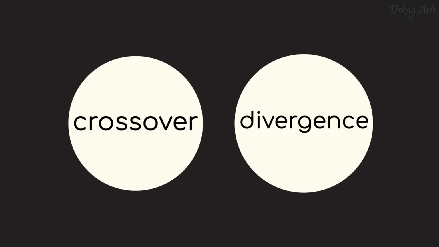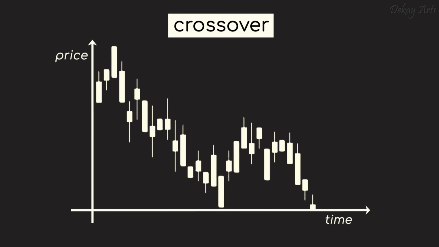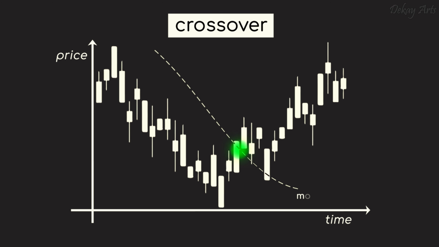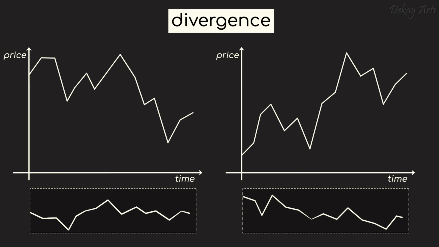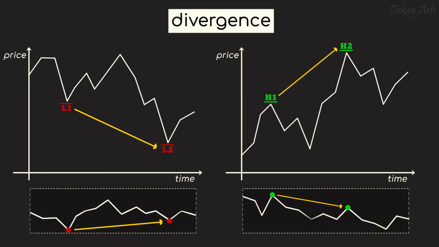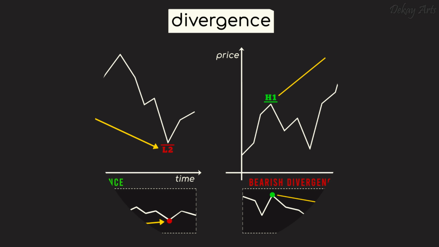Now let's look at how indicators generate signals. Indicators generate buy and sell signals through crossover or divergence. Crossovers are the most popular way to generate signals, where the price moves through a moving average or two moving averages cross over. Divergence occurs when the direction of the price trend and the direction of the indicator are moving in opposite directions, which tends to suggest that the direction of the price trend is weakening. There are two types of divergences, a bullish divergence and a bearish divergence.